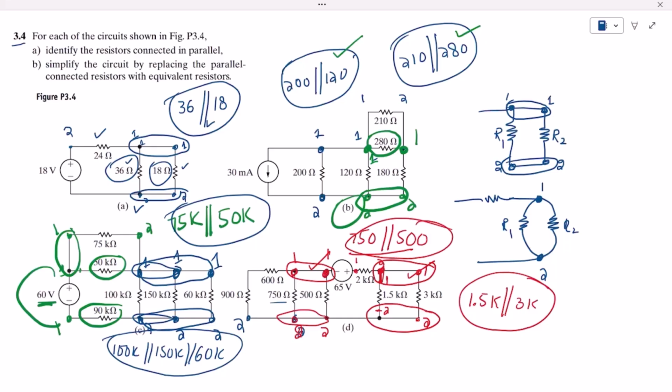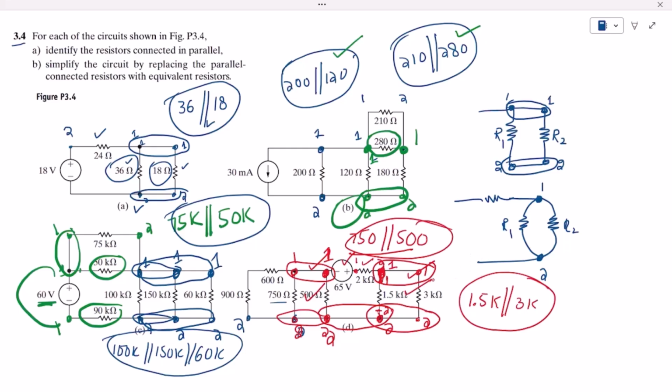Similarly, if you see this one, this is the first end, this is the second end, and in this one, this is the first end, this is the second end. You can see that the two ends are connected here, while the first ends are not directly connected because of this voltage source or this resistor. So therefore 500 and 1.5k are also not in parallel with each other. The only parallel combinations are here and here.